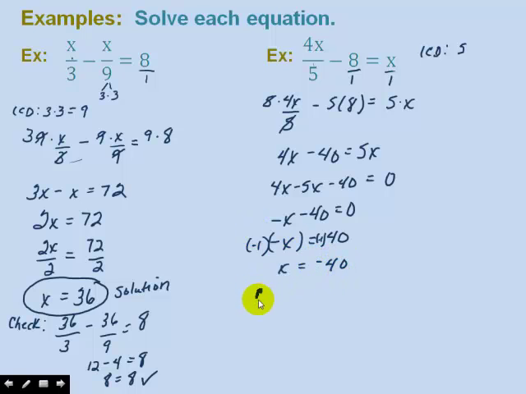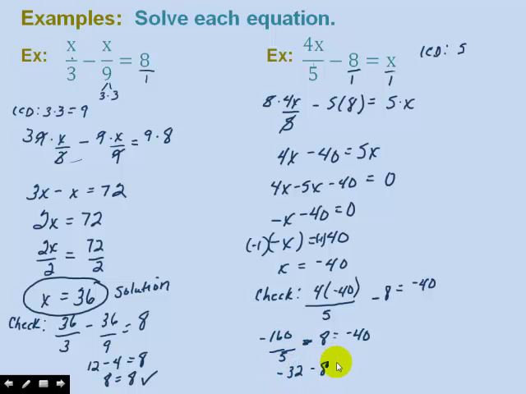So again, we're going to go back and check our solution in the original equation. So we have to come all the way back up here. And then we're just substituting -40 for the x. So 4 times -40 is -160, minus 8 equals -40. -160 divided by 5 would be -32. And if we take -32 minus 8, we're going to get -40. So that checks. And again, that means that the solution we got is a good one. So our solution is x equals -40.